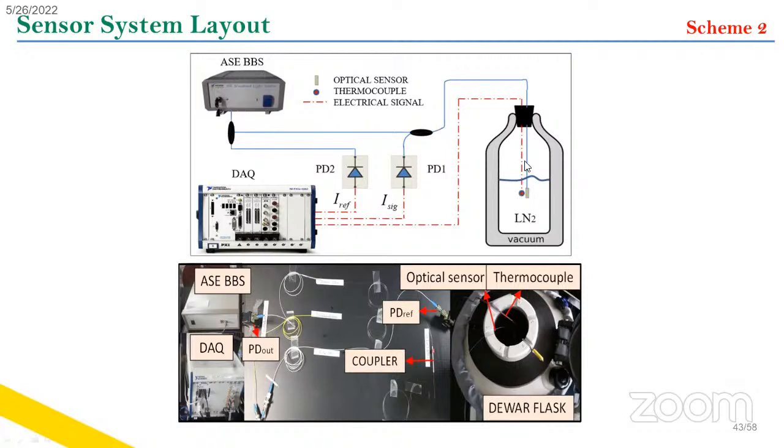Here we use the reference temperature sensor to validate our work. Here you can see the sensing head. And this is a photodetector, so the reflected light will be received here. And this is a data acquisition system to receive the signal. So this is our sensor setup.